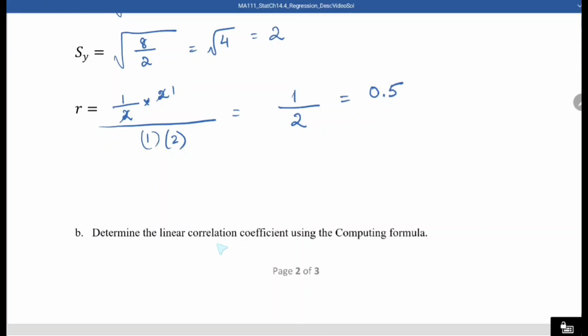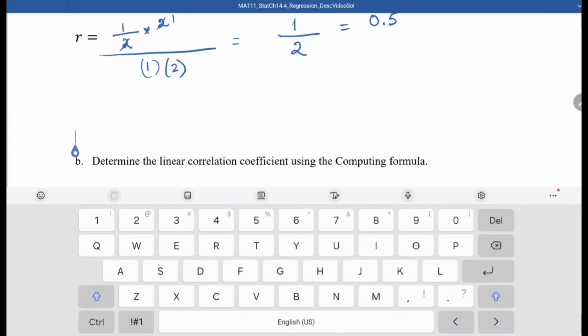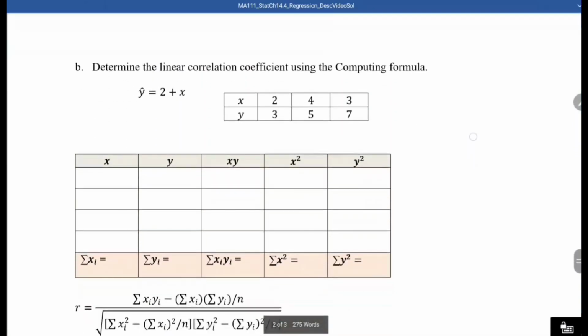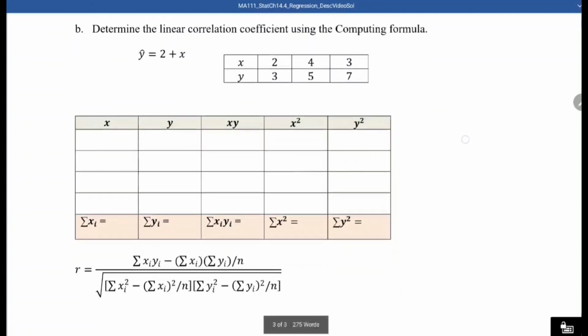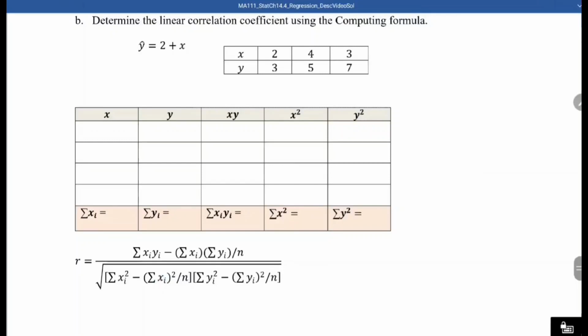And then it says determine the linear correlation coefficient using the computing formula. So let's do that, but we'll have to change our table a little bit, and let me just bring this down a little here. All right, same problem, same values for x and y, but now we are just going to work through the computing formula. So let's look at the computing formula first.